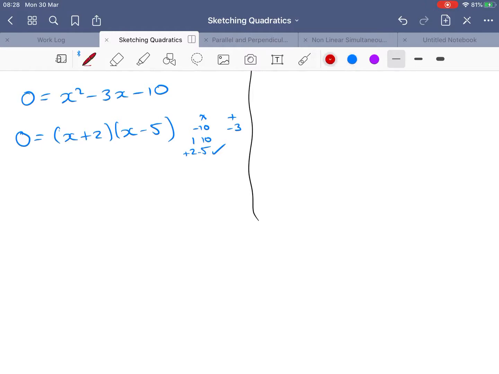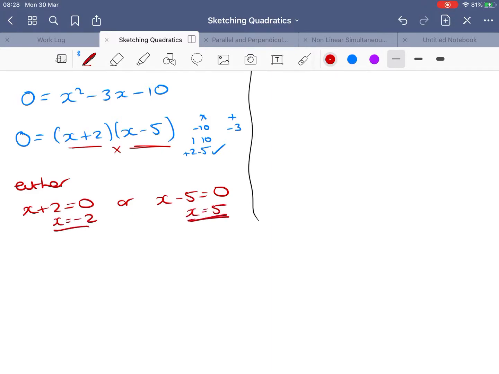Now, what does this mean? This means this bracket multiplied by this bracket. And if we think about how we can have two things multiplied together to make 0, the only way that can happen is if one of them is 0. For instance, 0 times 100 is 0. 1,000,000 times 0 is 0. Minus 57.365 times 0 is 0. One of them has to be 0. So this is where we say either x plus 2 is 0 or x minus 5 is 0. And if we then solve that, we get x equals minus 2 or x equals 5.